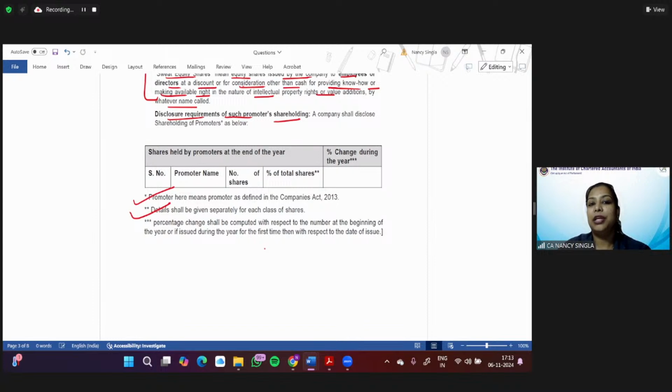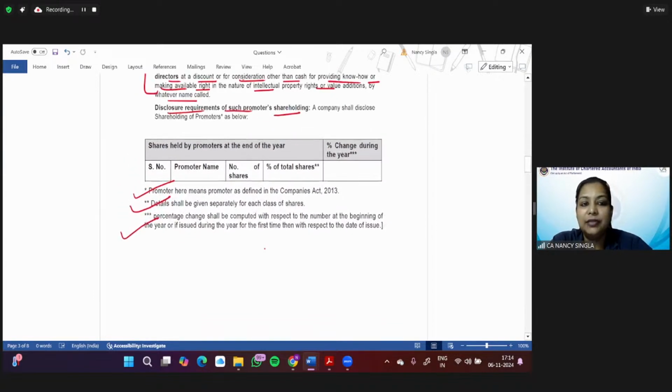Details shall be given separately for each class of share, and percentage change shall be computed with respect to the number of shares at the beginning of the year. And if not that, then during the first time when the shares are held, with respect to the date of the issue. Is it clear? Are you able to have confidence on this chapter? So Bhumika is saying, ma'am, sweat equity shares are shares issued to the class of promoters, correct, holding in tabular format.